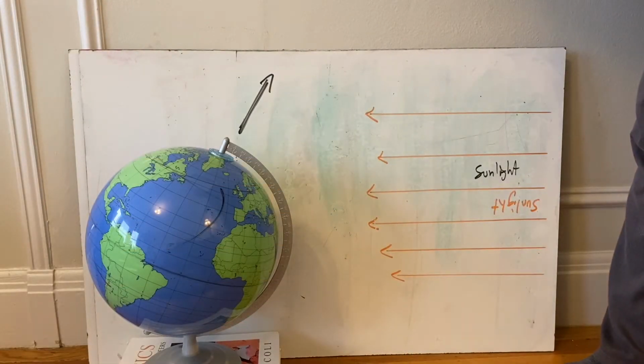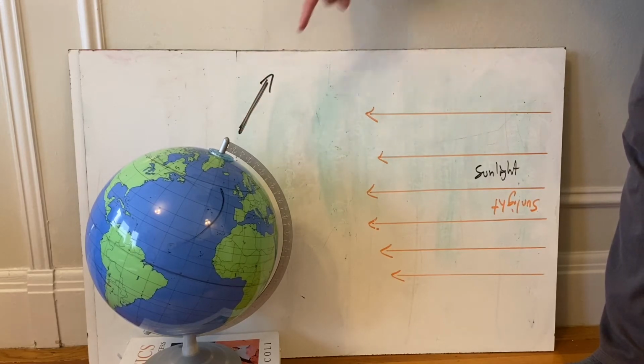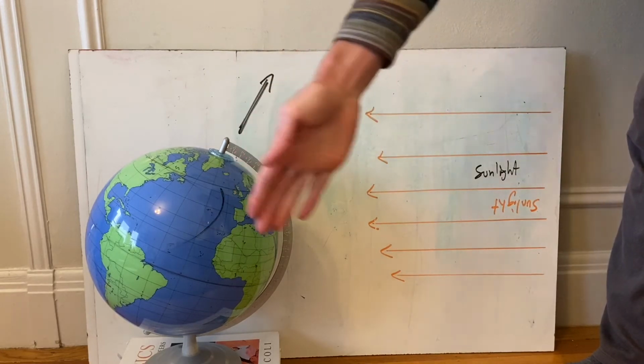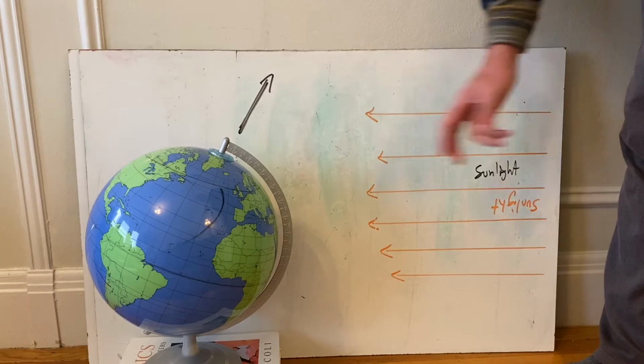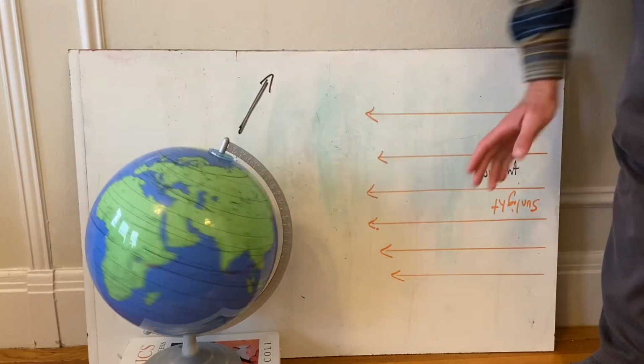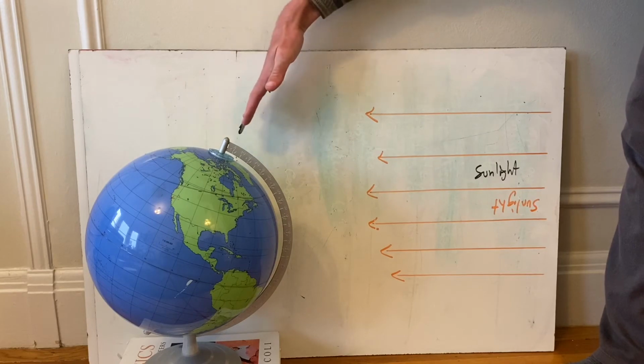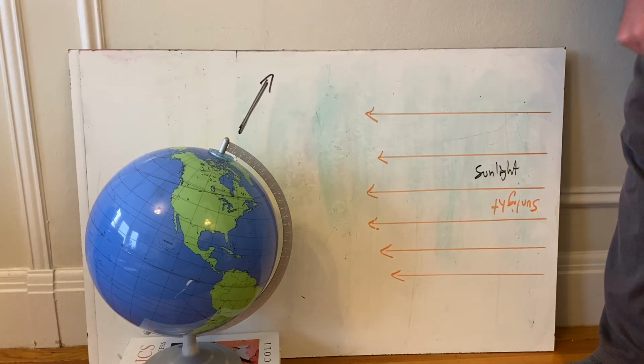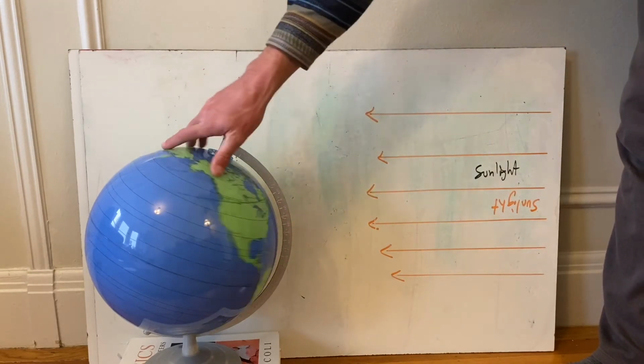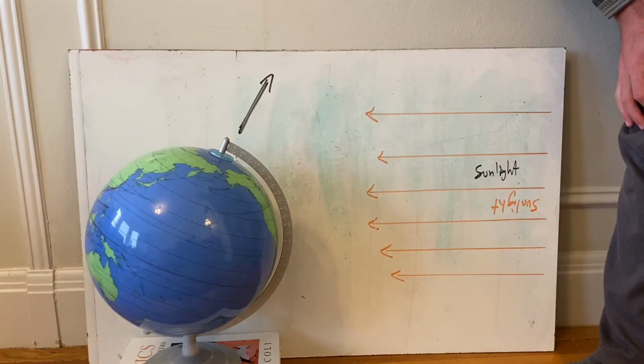6 months later, the tilt of the Earth's axis is always pointing in the same direction, but now the Earth has moved so that the sunlight is hitting from the opposite orientation. The tilt of the axis is now towards the sun. For the northern hemisphere, this is summer solstice.